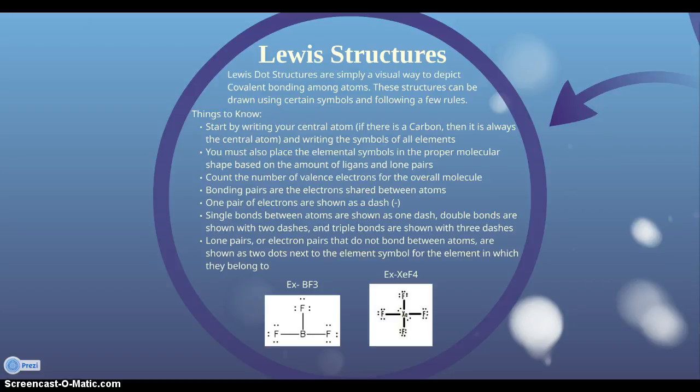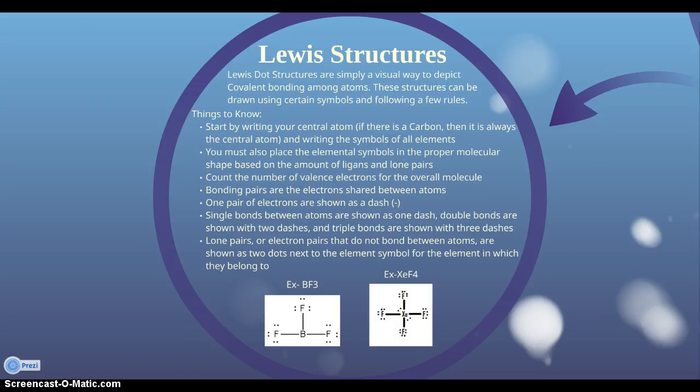Now, lone pairs, or electron pairs that do not bond between atoms, are shown as 2 dots next to the element symbol for the element which they belong to. Now, you have to have them in pairs because electrons can't come by themselves. I like to pretend that they like having friends, so they always come in pairs.